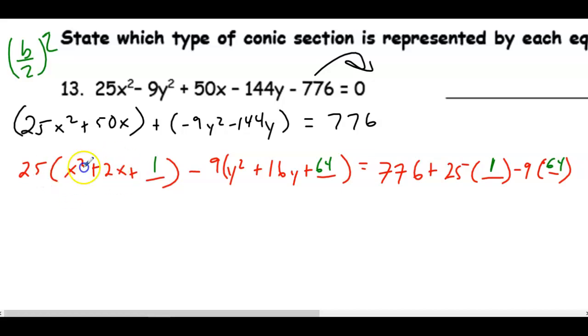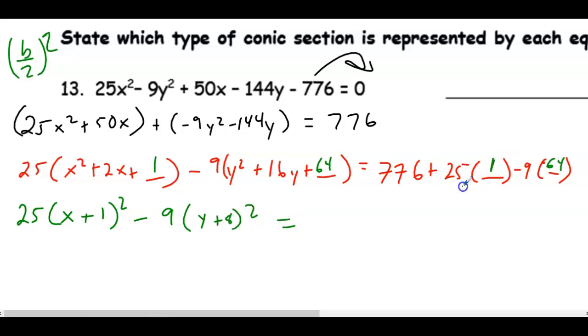Now over here, we're going to simplify this. So 25 times x, b divided by 2. So 2 divided by 2 is 1. So x plus 1 squared. Right here, 16 divided by 2 is 8. So y plus 8 squared.